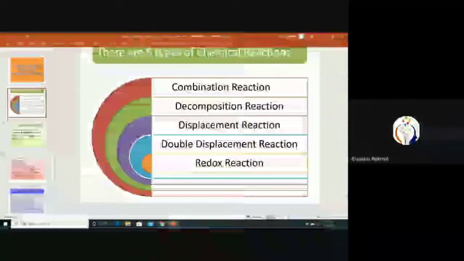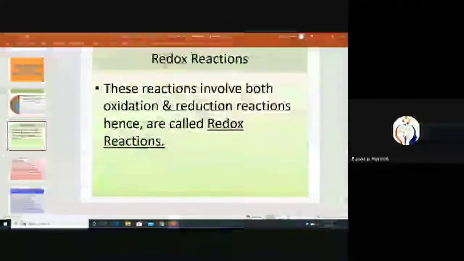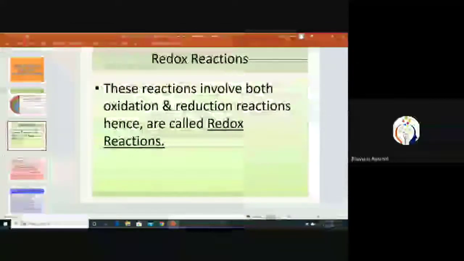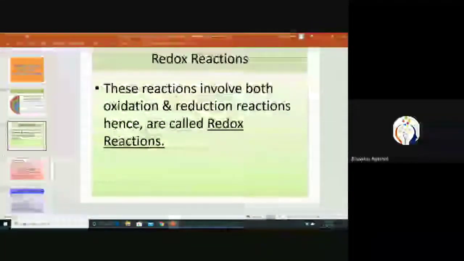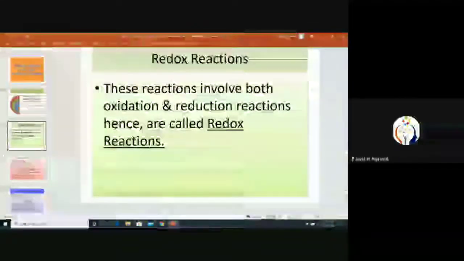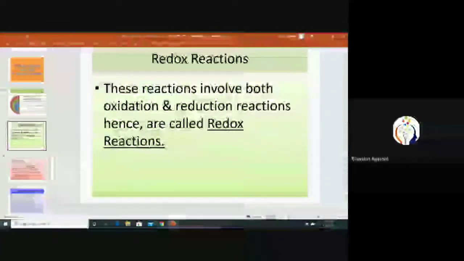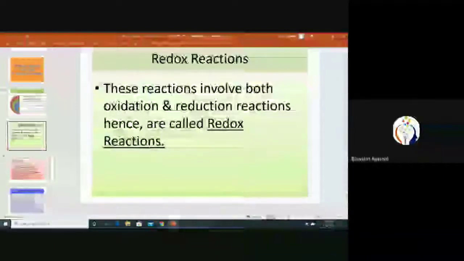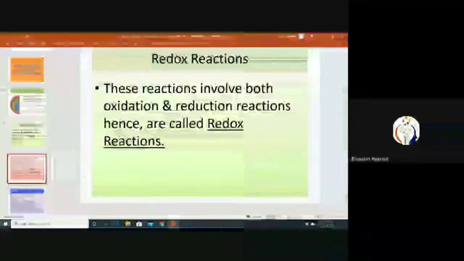So now see what the redox reactions are. These reactions, as you can see by the name, involve both oxidation and reduction reactions. Hence, they are called redox reactions. Or we can say that in a chemical reaction, if there is reduction, then obviously there will be an oxidation undergoing over there. Now let's see how you can identify the characteristics of oxidation reactions.